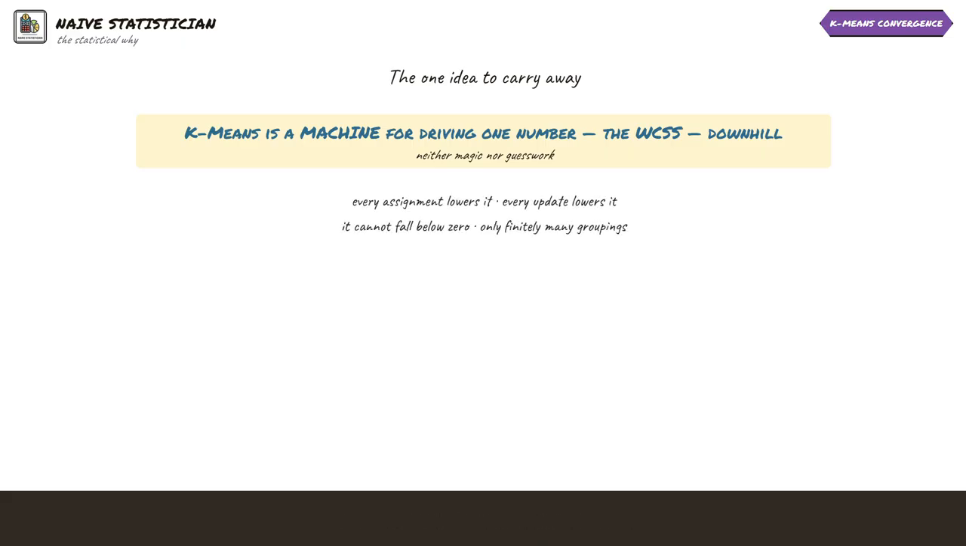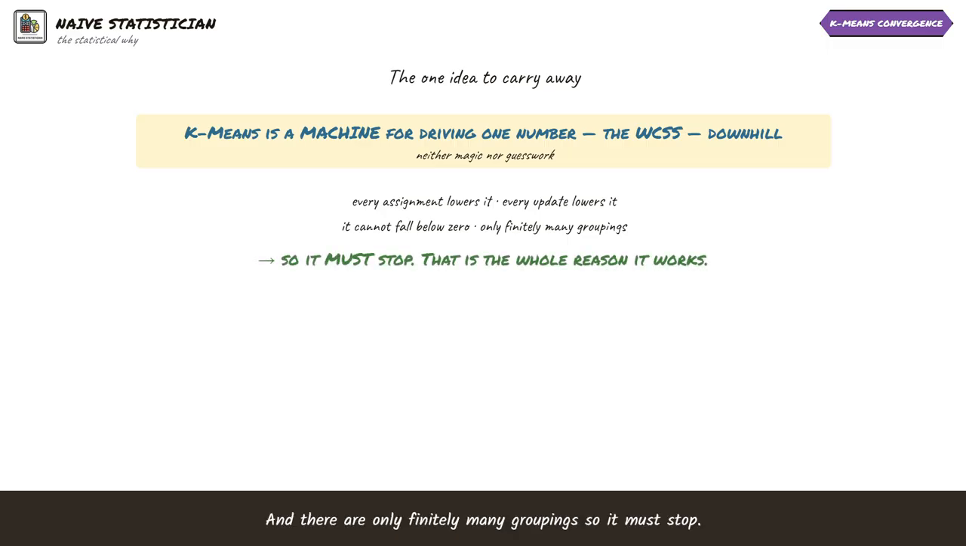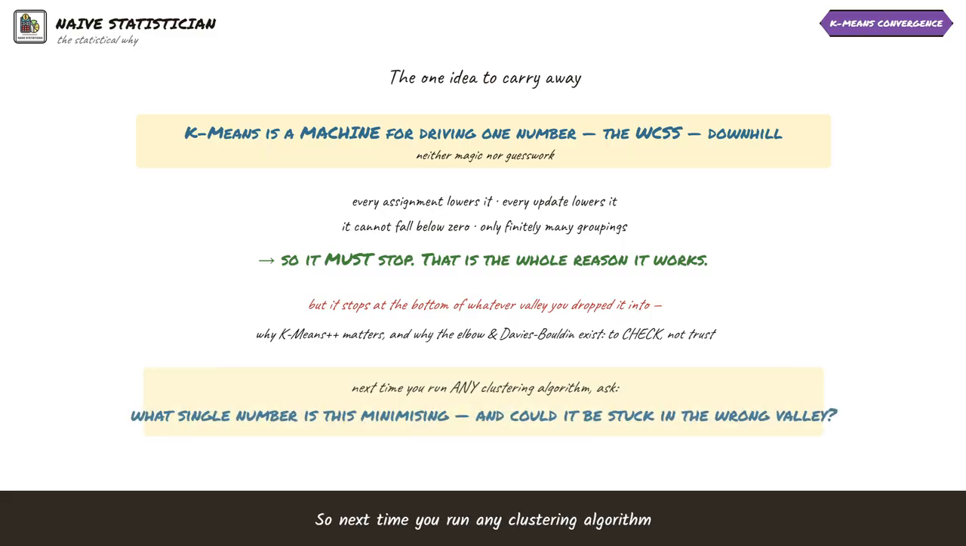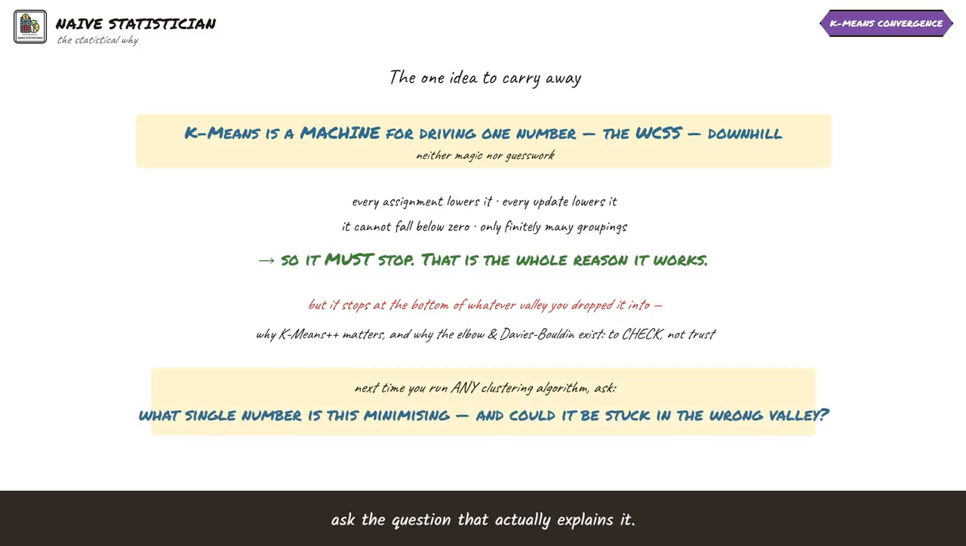Every assignment lowers it. Every update lowers it. It cannot fall below 0. And there are only finitely many groupings, so it must stop. That is the whole reason it works. But it stops at the bottom of whatever valley you dropped it into, which is why a wise start like K-means++ matters, and why the elbow and the Davies-Bouldin index exist to check the result rather than trust it. So next time you run any clustering algorithm, ask the question that actually explains it.